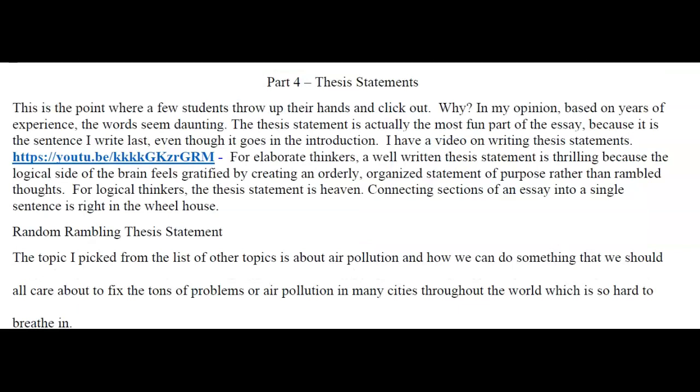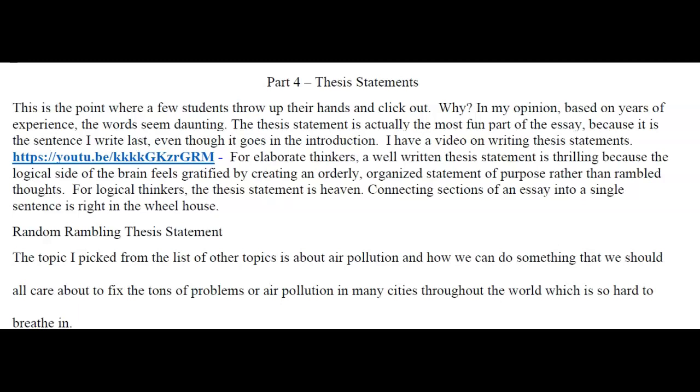Next, thesis statements. This can be a daunting task for students, and it was a daunting task for me too, because when I was in grade school, when I was in junior high, when I was in high school, nobody ever stopped to explain to me just how easy a thesis statement is to write. And the fact that the thesis statement is the last thing I write in the essay. It's after I've planned the outline. It's after I've made any changes to the content. I have a little video that goes over thesis statements right here, and that's also in the course.